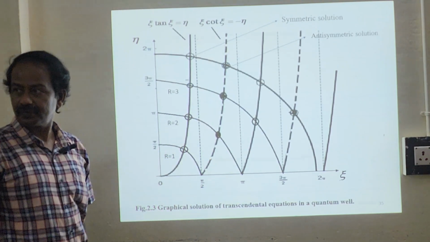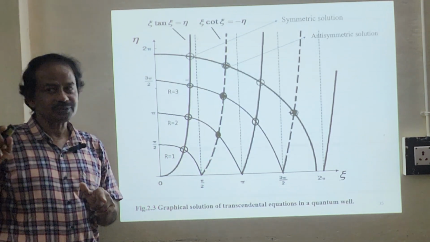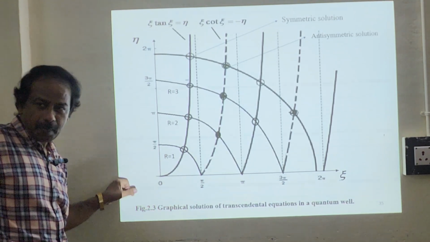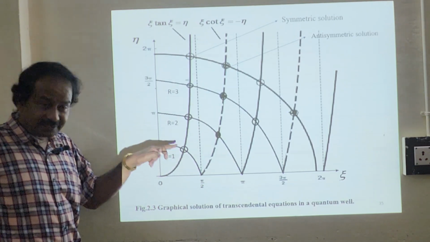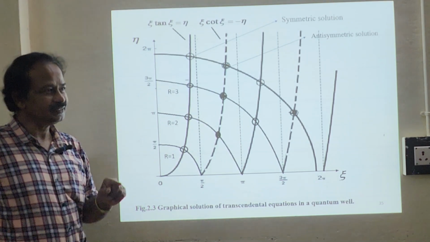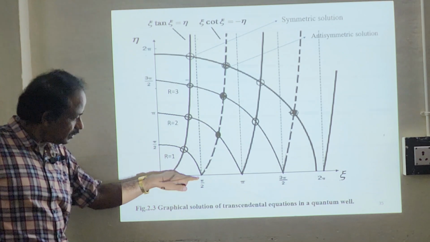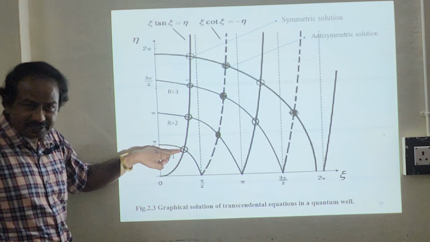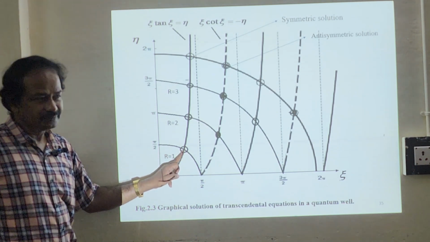Now what are the solutions? Psi squared plus eta squared equal to r squared. We have a circle. So the solution will be where the circle cuts the curve. Psi squared plus eta squared equal to r squared, where the circle cuts the symmetric solution. For example, it cuts here somewhere, so it intersects. So this is the solution.